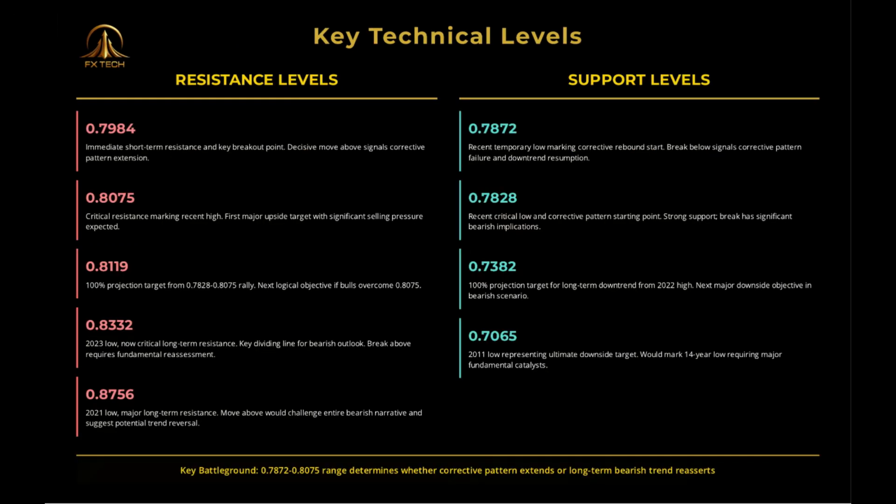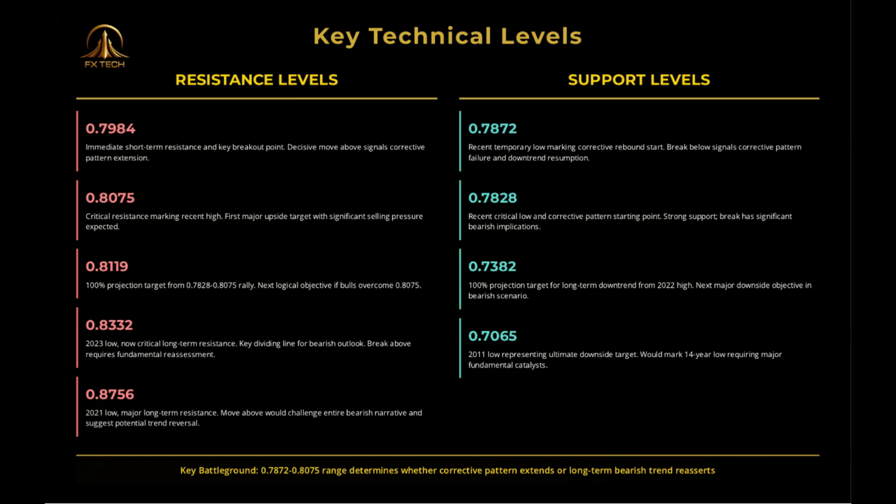Understanding critical support and resistance levels is essential for effective trading. On the resistance side, 0.7984 represents immediate short-term resistance and a key breakout point. Above that, 0.8075 marks the recent high with significant selling pressure expected. The 0.8119 level represents a 100% projection target, while 0.8332, the 2023 low, serves as critical long-term resistance. Breaking above 0.8332 would require a fundamental reassessment of the bearish outlook.